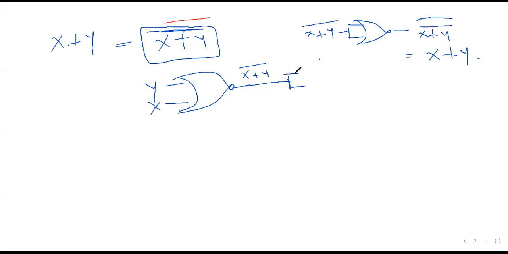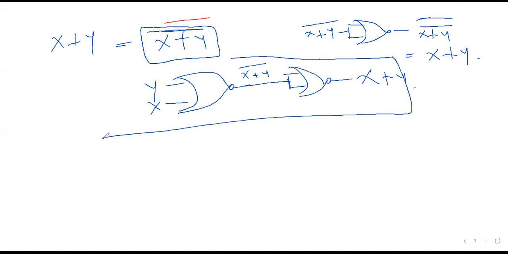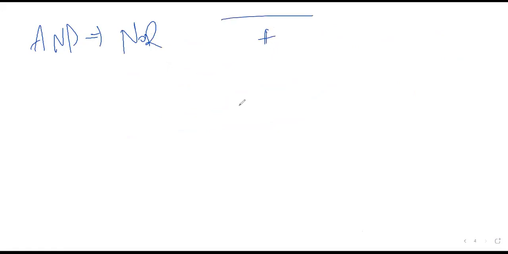So if we transfer this logic, we'll get x plus y. So this represents the OR logic gate. If we apply the same logic to the AND, how do we represent the AND using the NOR? The important thing is to get the plus and the NOT. This represents the NOR part.